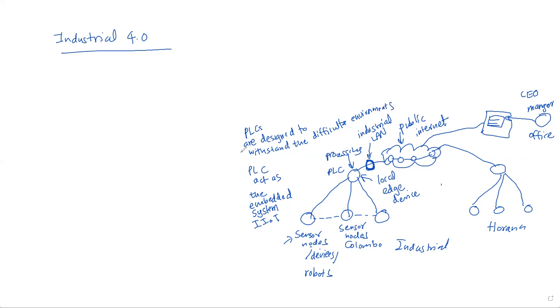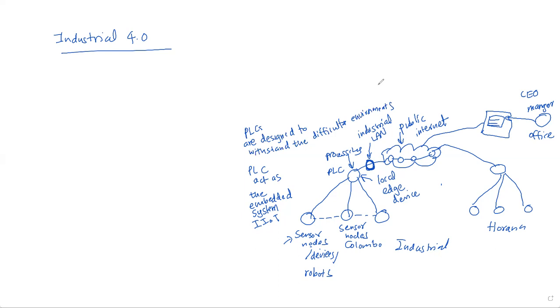So PLCs are very robust processing units, which are available in the racks in the factory units, and they are connected with fiber lines and to the sensors, right? So the sensors send data to the PLCs, and the PLCs do the computation.